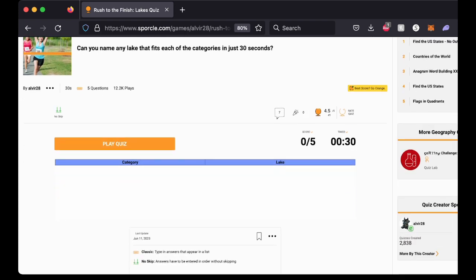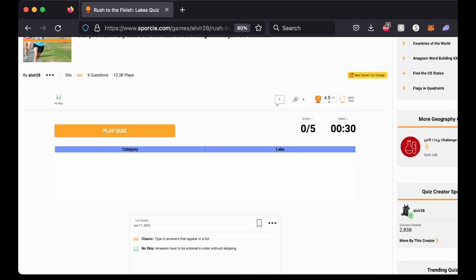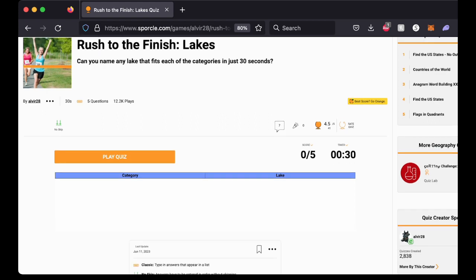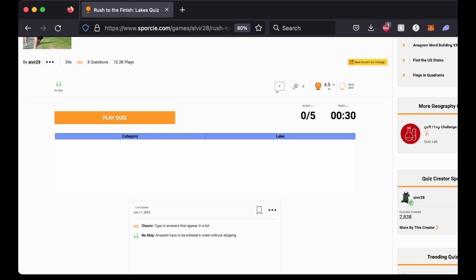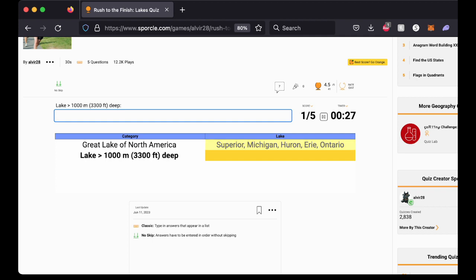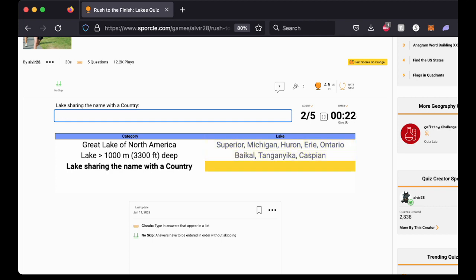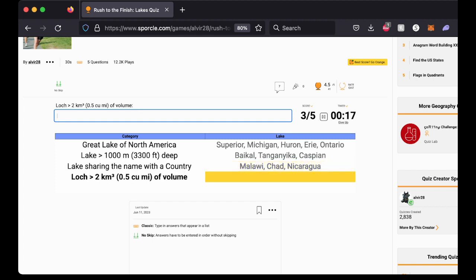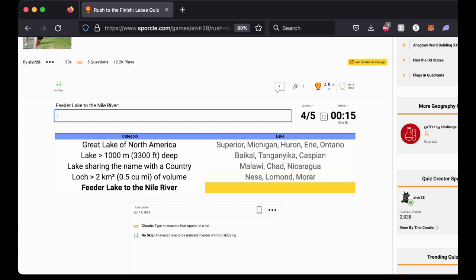Hopefully don't get wet in this quiz. We name a lake that satisfies the categories, but we only have 30 seconds, so I'll have to make a quick go of it. Lake in North America, Erie. 1,000 meters deep, that'd be Caspian. Lake sharing a name, there's Lake Malawi. Loch, I'll say Ness. Feeder lake to the Nile, that'd be Lake Victoria.